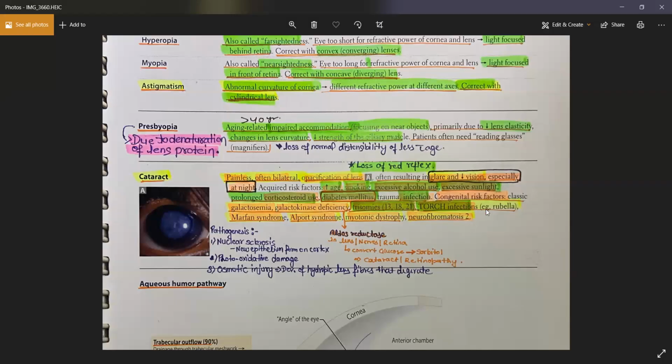Neurofibromatosis type 2 again can cause the cataract. And the pathogenesis includes photooxidative damage, osmotic injury, and nuclear sclerosis, which means the forming of new epithelium on the cortex. You have the cortex of the lens, and the inner stroma of the lens also, and that is the ophthalmology stuff, so we don't need to go too deep. So that was about the cataract. Any doubt? Do remember the causes and the symptoms. These are the two things you must remember.